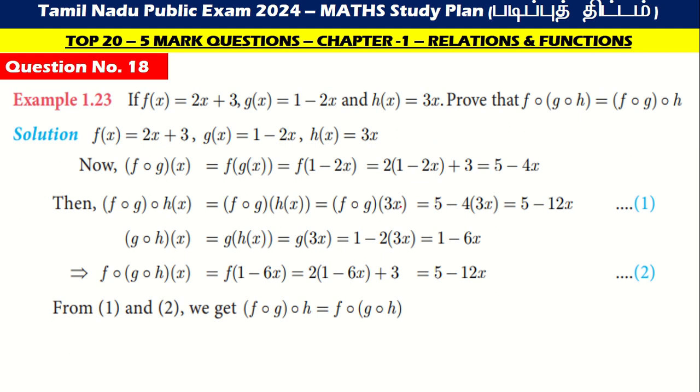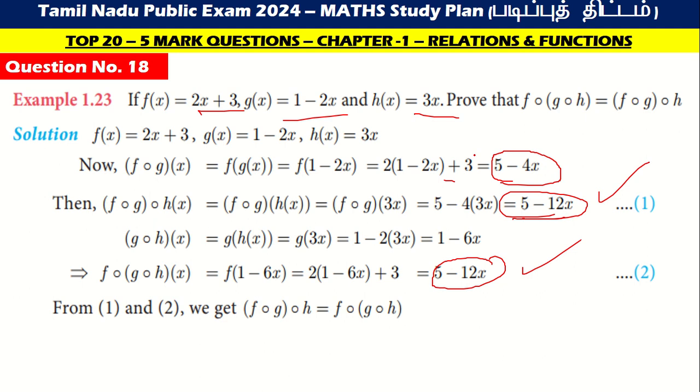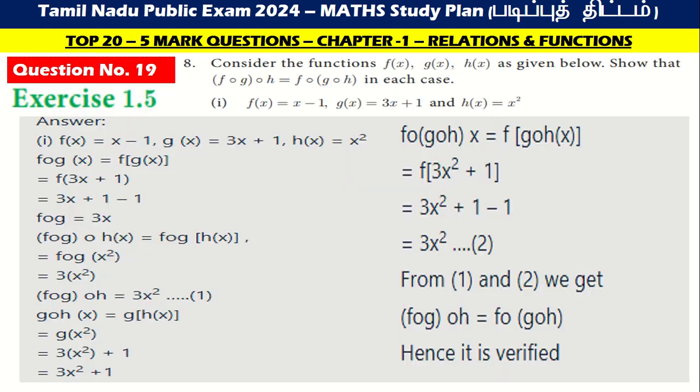Next one is 18. f of x equal to 2x plus 3 and 1 minus 2x and 3x. When you substitute, you get 5 minus 4x. Then you have to find the other one. When you do that, you get 2x, 12x. So the final answer is 12x. Same here, you also get 12x. So here, how should we write it? We should write f of g of x and f of g of g of x. So this is the main thing.